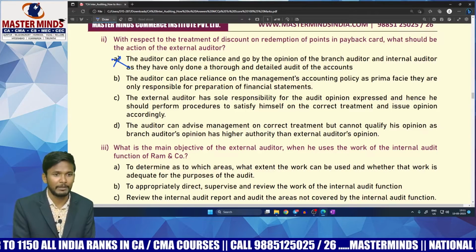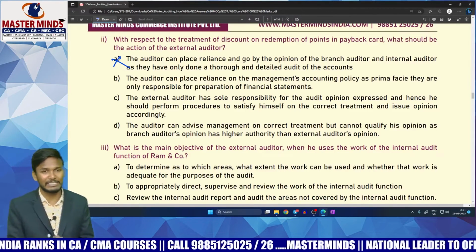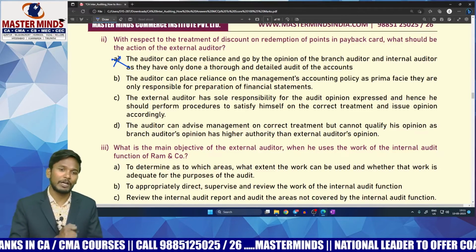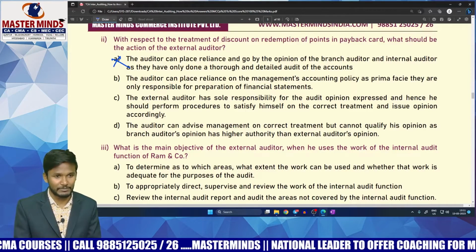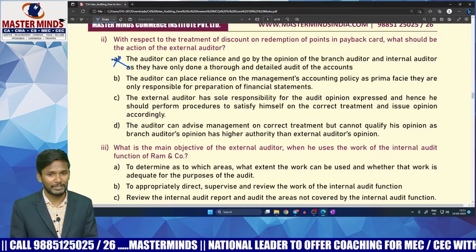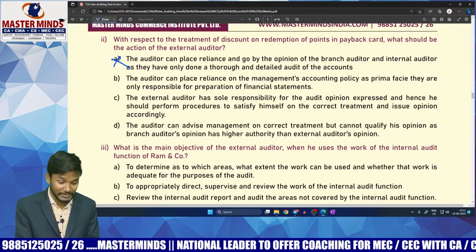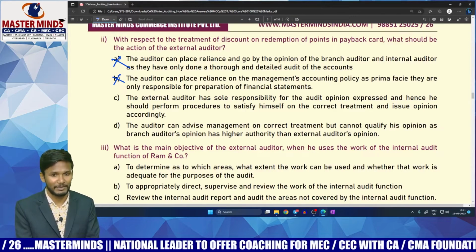Okay. B. And one more thing, sir, in MCQs: if he doesn't find any other content, he'll try to give all kinds of nonsense statements. By seeing that also, you can come to a conclusion about what the correct answer is. Sometimes, not all times. Next one. The auditor can place reliance on the management's accounting policy. What nonsense. He's telling you to place reliance on management. No. You are here for doing the verification of management's policies. They are telling you to rely on the management.